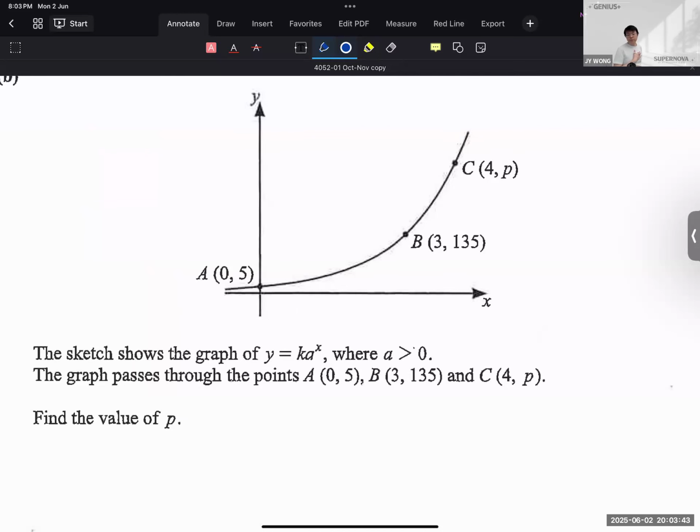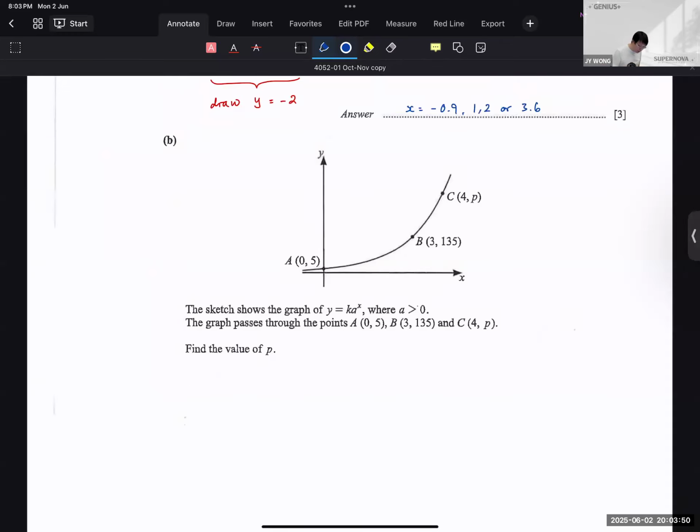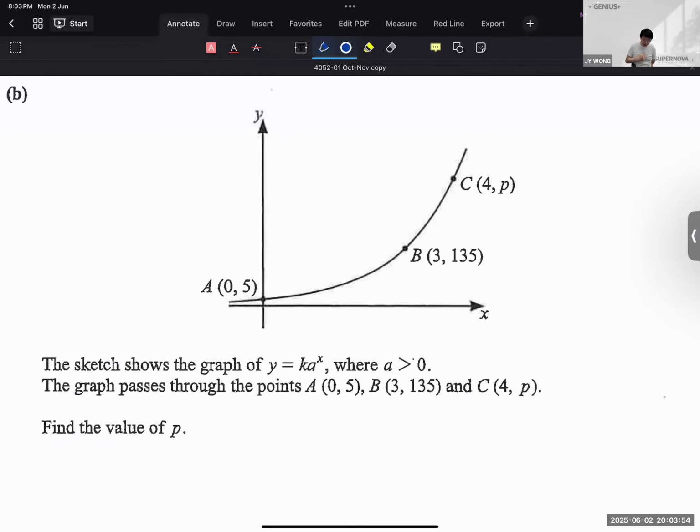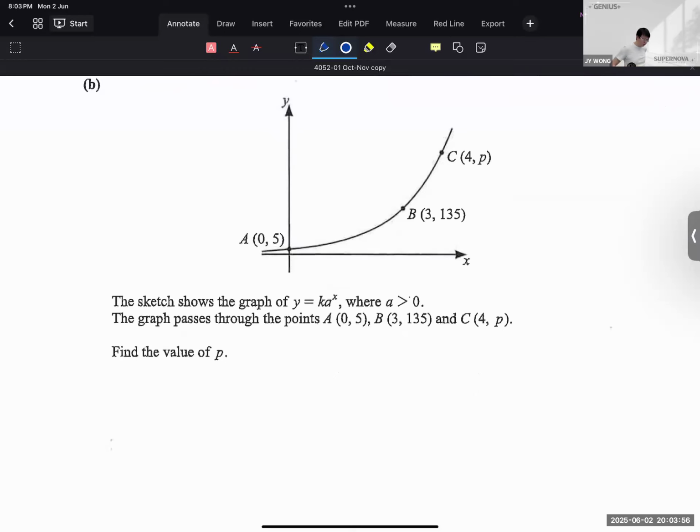Let's see. What would you do here first? For 3 marks, many students got stuck on this question because they are not sure how to start with the question. I think once you figure out how to start, you should know what to do.